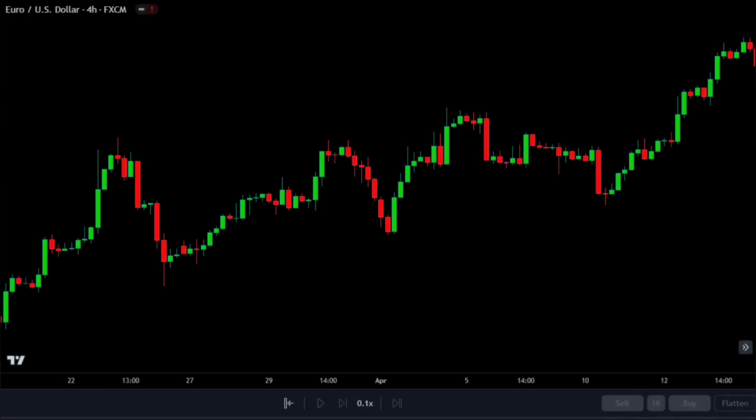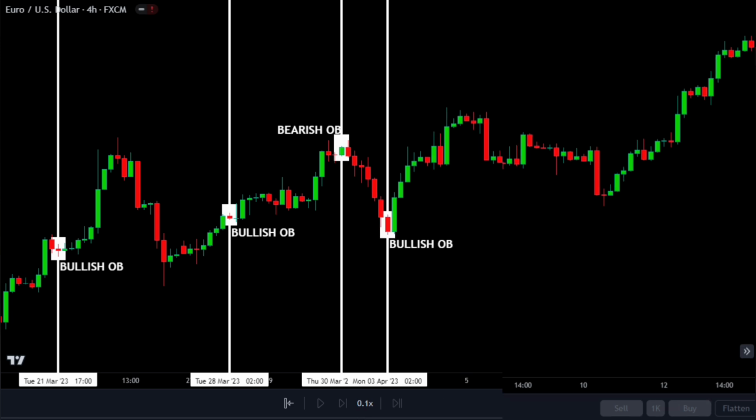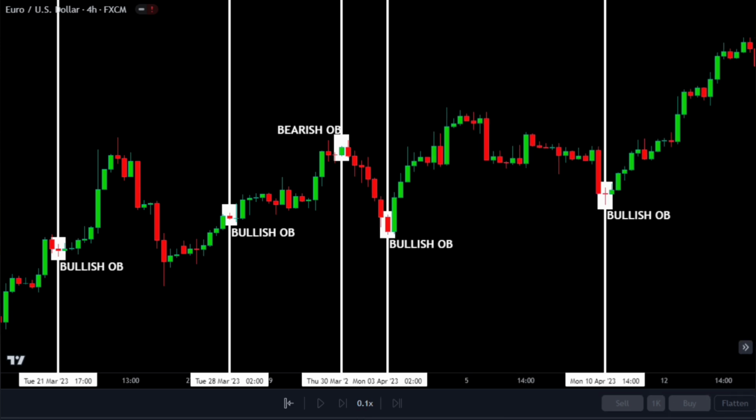Order blocks are areas where demand and supply are optimized. They form when a lot of money enters the market, causing a big movement. In simpler terms, it happens when there's an imbalance between buyers and sellers. To identify order blocks in a bullish scenario, we look for the last bearish candlestick before a strong upward move. This candlestick marks the order block zone, or the first bullish candlestick indicating the big move. The same idea applies in a bearish scenario.